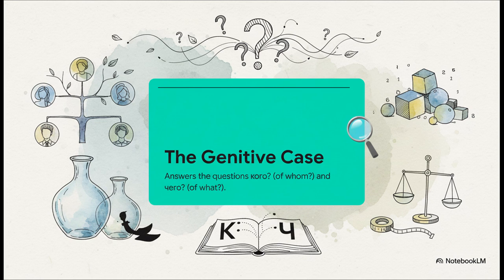It's the case that's all about possession, or when something is missing, or when you're talking about a certain amount of something. And it really just answers two main questions. The first one is of whom? In Russian, that's kavo. And the second one is of what, which is chivo. Try to keep those two little words in your head as we go through this.